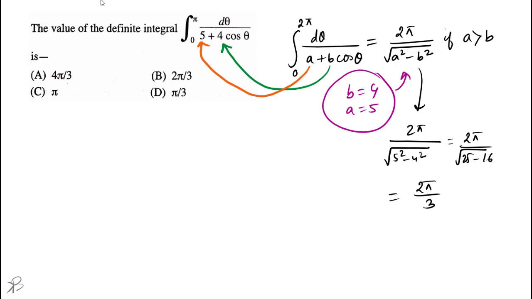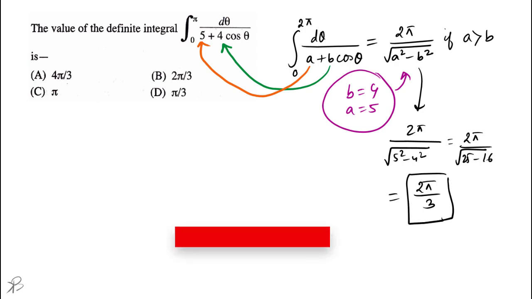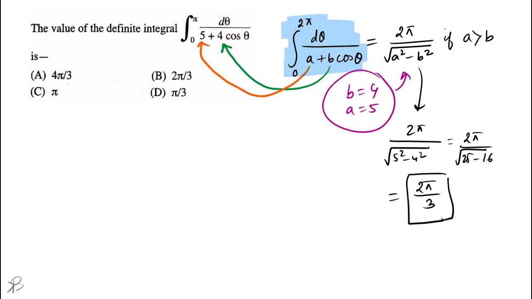Right? Now there is one more catch in this. This is the value for the integral which is 0 to 2 pi. Okay, now to get the value for 0 to pi, which is half, you need to divide by 2. So the correct answer will be 2 pi by 3 times half, which is pi by 3. Okay, so option D is the correct answer.